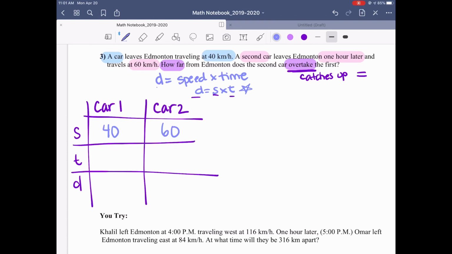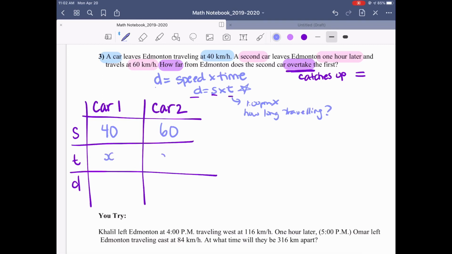For the time, we don't actually know the time that it traveled for, because here time doesn't mean like the time on a clock, like 1 p.m., for example. It means how long has the car been traveling for? Okay, how long is the travel? We don't know how long the travel is, but what we know is that car 2 leaves an hour later than car 1. So there's two ways you can do this. You can say that car 1 is X and car 2 left an hour later, so X minus 1. So it's been on the road for an hour less.